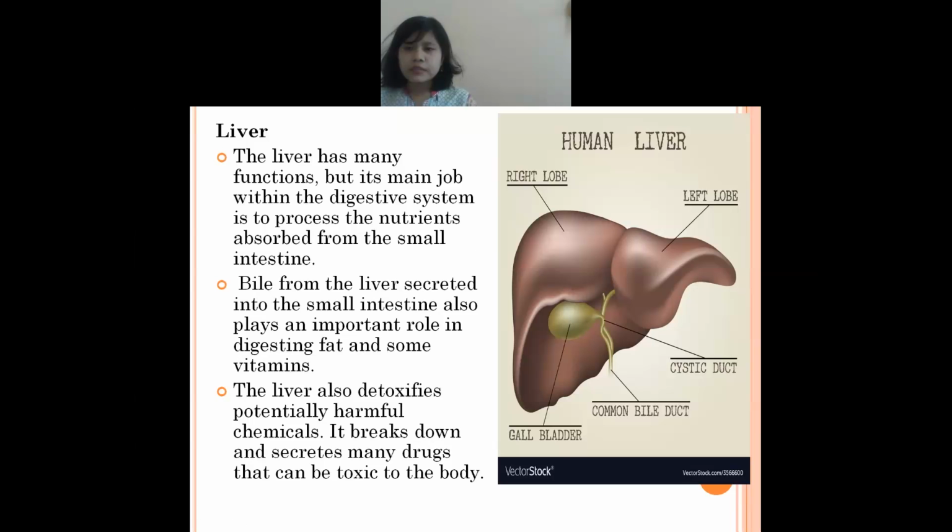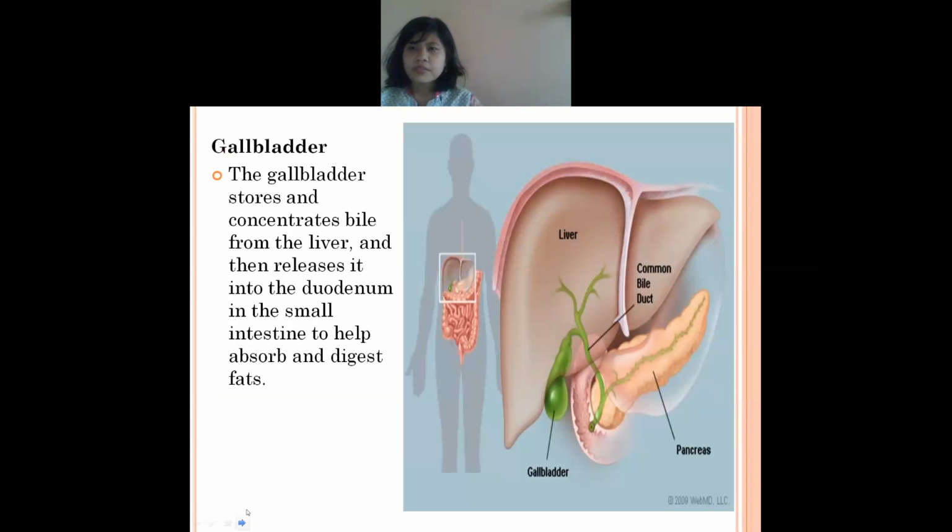Yes, ma'am. Liver, what does it secrete? Bile juice. And this bile juice, what will it do? It digests fat and some proteins. And the liver is also useful for detoxification.